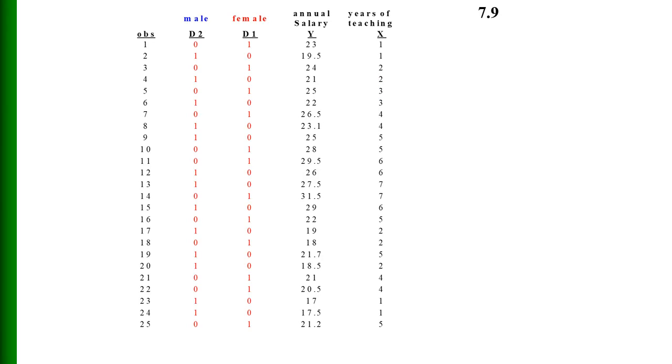Again, these are 25 observations. D1 is for female and D2 is equal to 1 for male. This is annual salary, and these are the years of teaching experience. So if we sum up D1 and D2, this is equal to 1. And we can write D1 is equal to 1 minus D2. Similarly, D2 is equal to 1 minus D1.